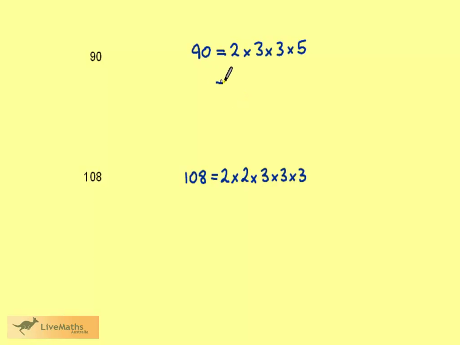So let's apply this to the expansions we found before. We have a single 2, 2 3's, so we can write that as 3 squared, and a single 5. Looking at this one, we have 2 2's in a row, multiplied by 3 3's in a row.